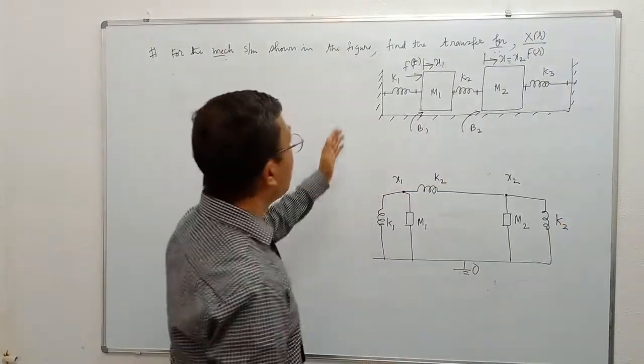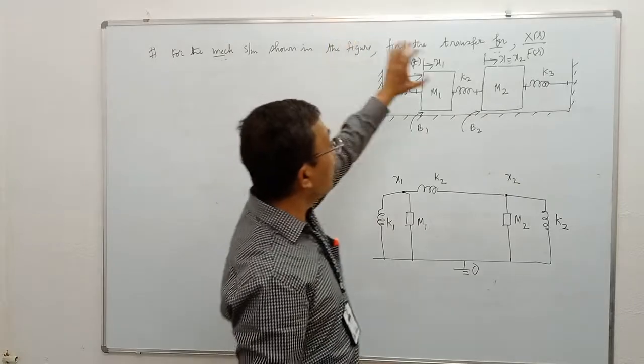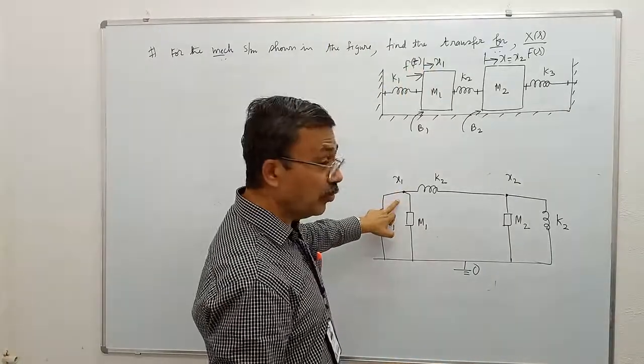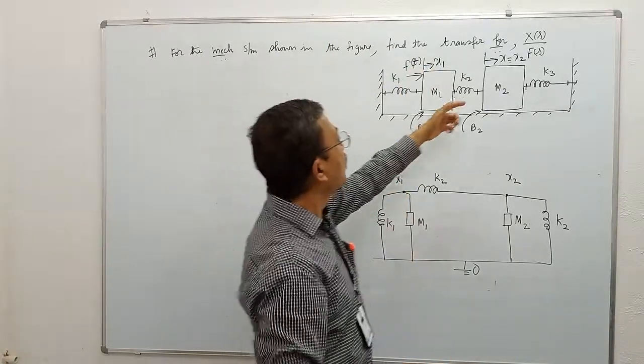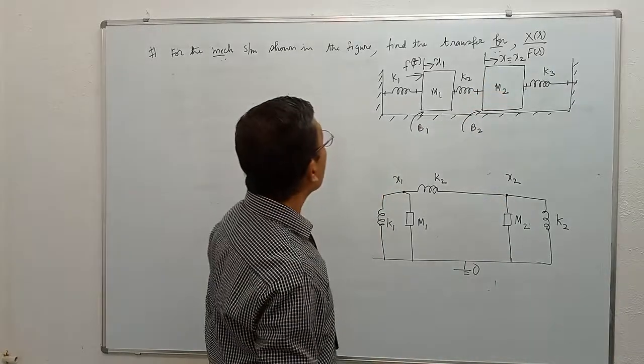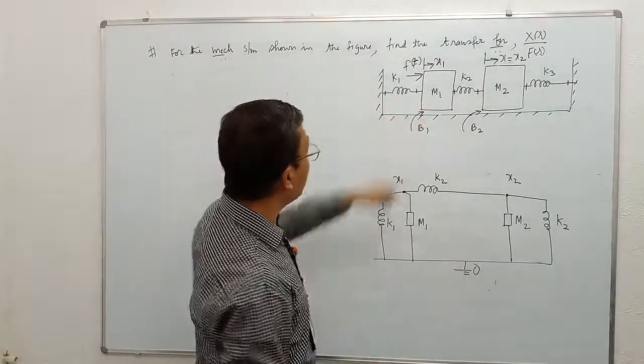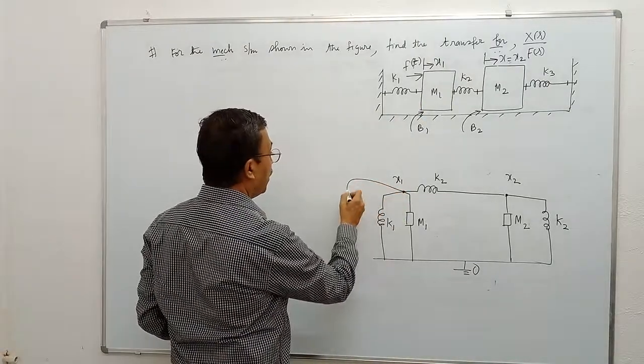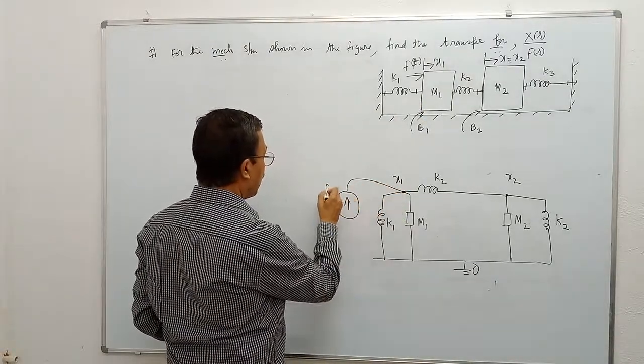Force F of t is applied to m1. Whatever happens to m1 in this figure happens at x1 in this figure. That is the correspondence. Whatever happens at m2 happens at x2 in this figure. Now force F of t is applied to mass m1. Therefore, force F of t is given to node x1.